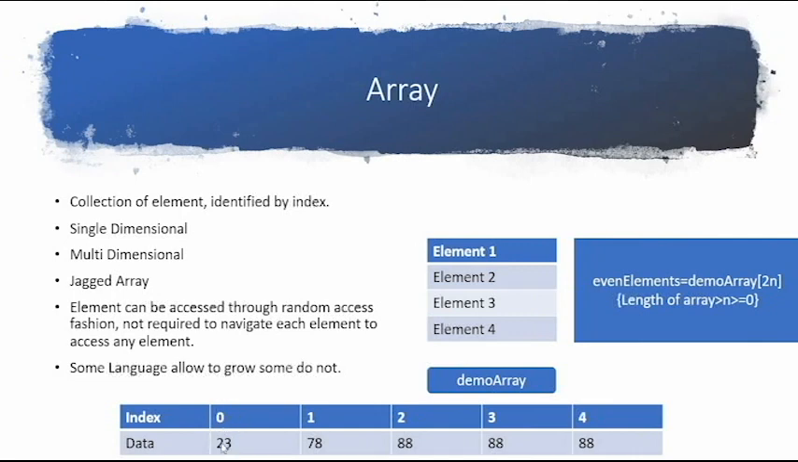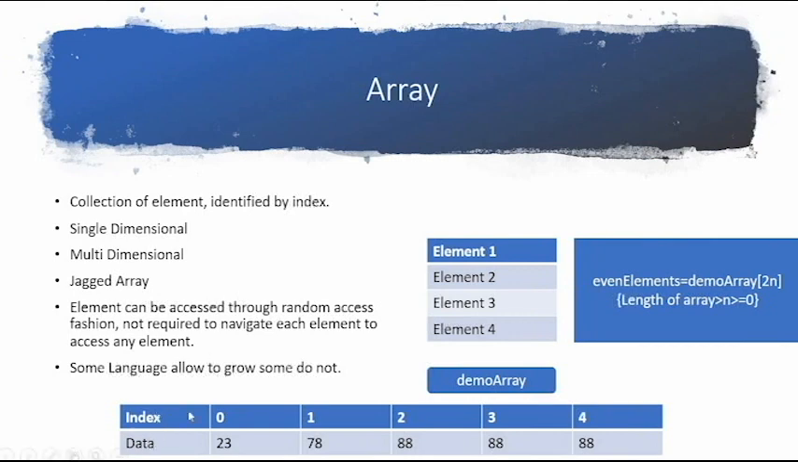At the 0th position, I have saved 23, at the first 78, and then 88, three different numbers. Now, if you want to save something like this and fetch it directly with the index, you can declare an array. Arrays can be single dimensional, like this example in which the index and the data are there. They could be multi-dimensional also, like two dimensional, and they can be jagged also, like two dimensional with different sizes.